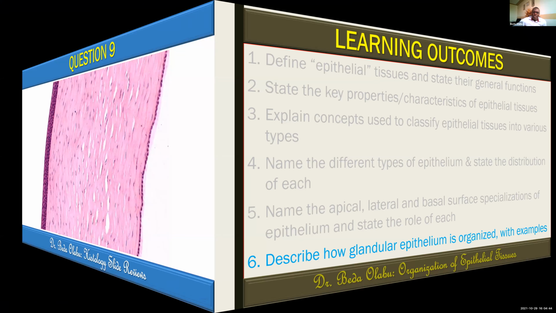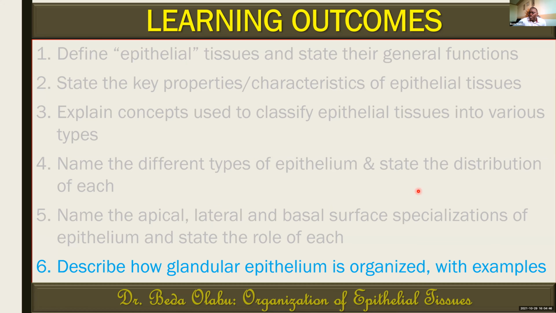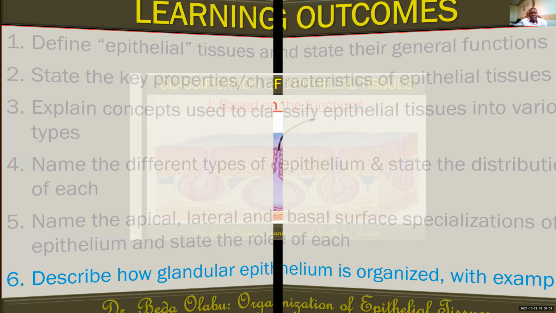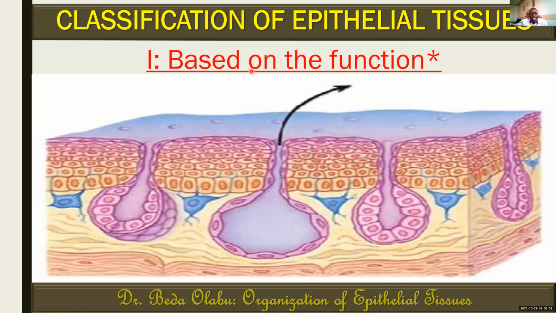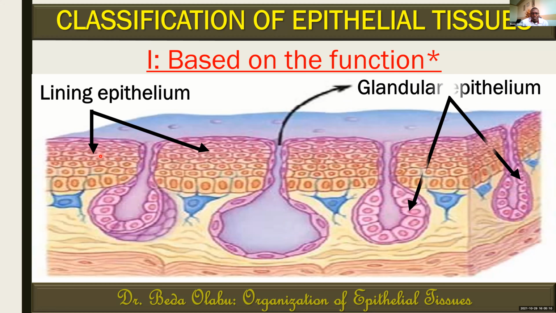Right, so let's use the next 10 or so minutes remaining to talk about organization of glandular epithelium. So I told you that we can classify epithelium as either lining or glandular epithelium. The glandular epithelium is the one that forms glands. Lining epithelium is the one that is protective generally.